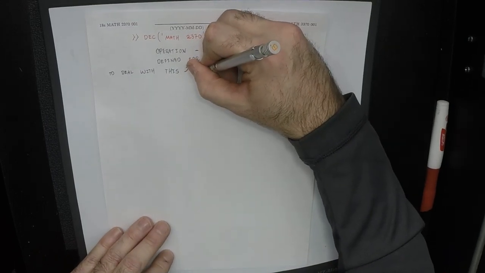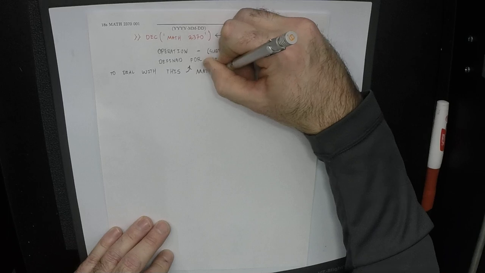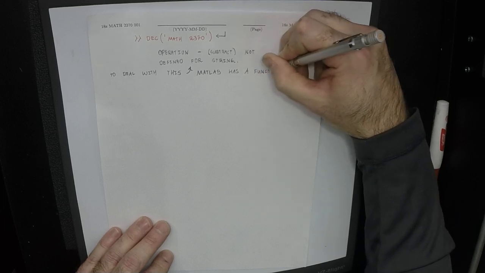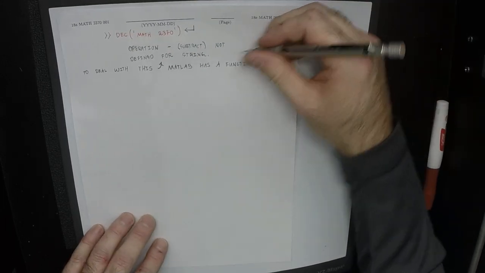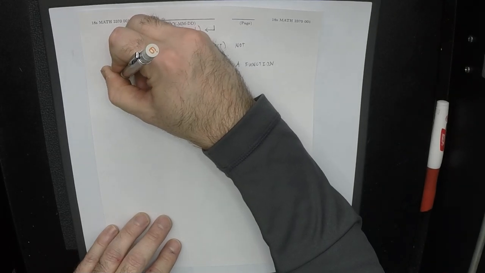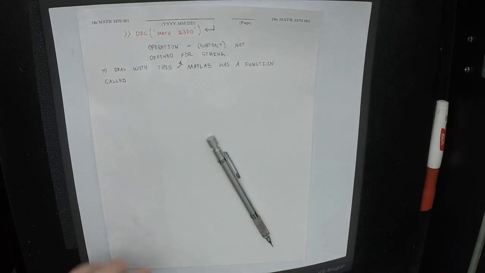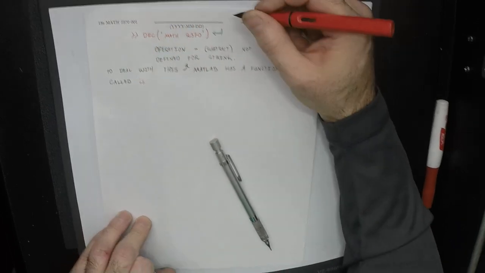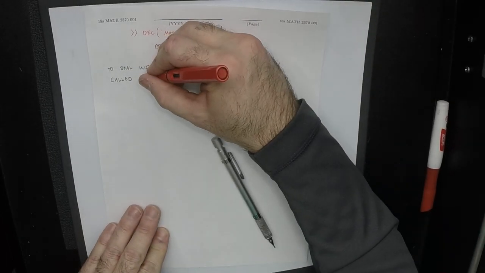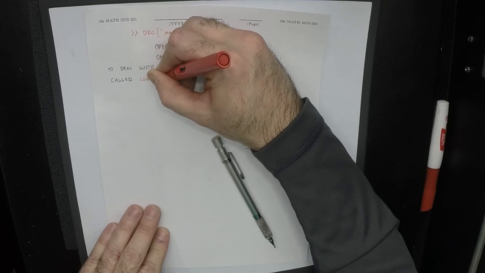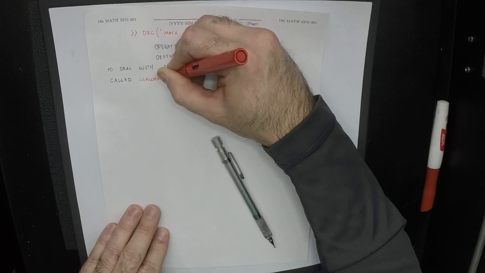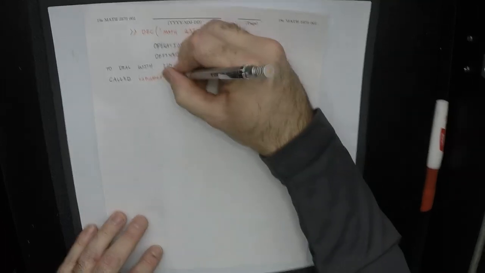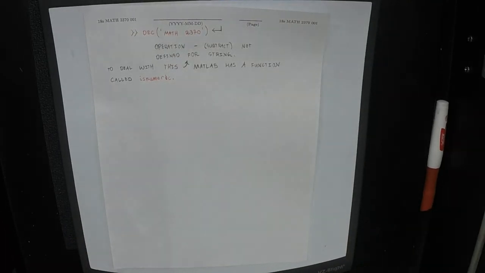MATLAB has a function called isNumeric. So that's is, like the word is, and then the word numeric all together. So isNumeric. That's an I.